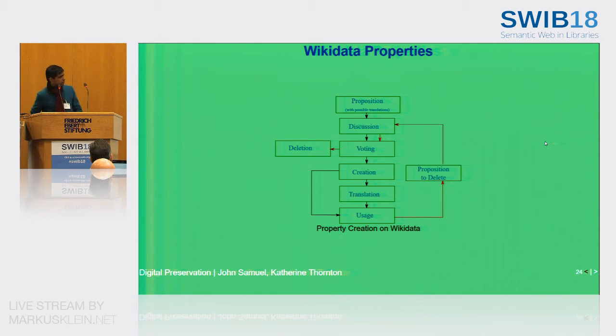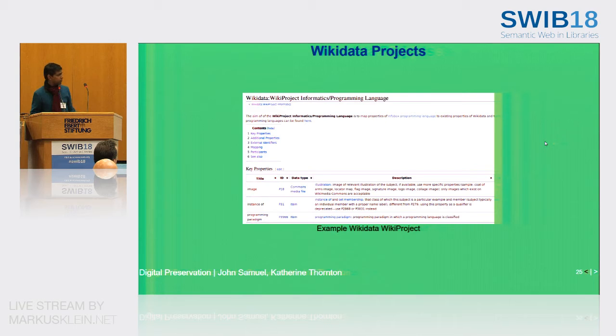So how are Wikidata properties created? Again, it's a collaborative website. That means community members propose properties, and they are put to discussion, and put to voting, and then they are created. The proposers could also translate the property at the proposition time. After the property has been created, it can be used. But don't think that the properties are there forever. There is a possibility that properties can be deleted, and there is always something called the proposition to delete, which is again discussed, voted on, and deleted. So this can happen.